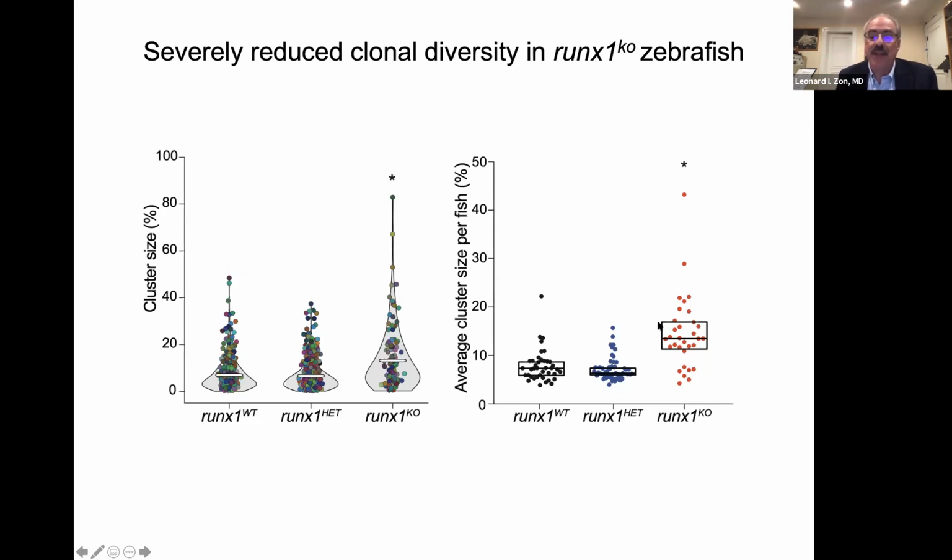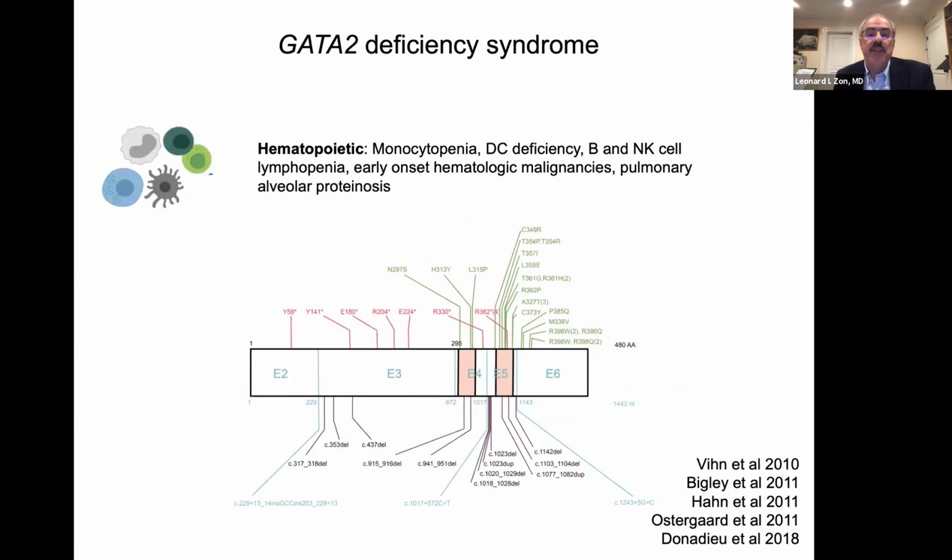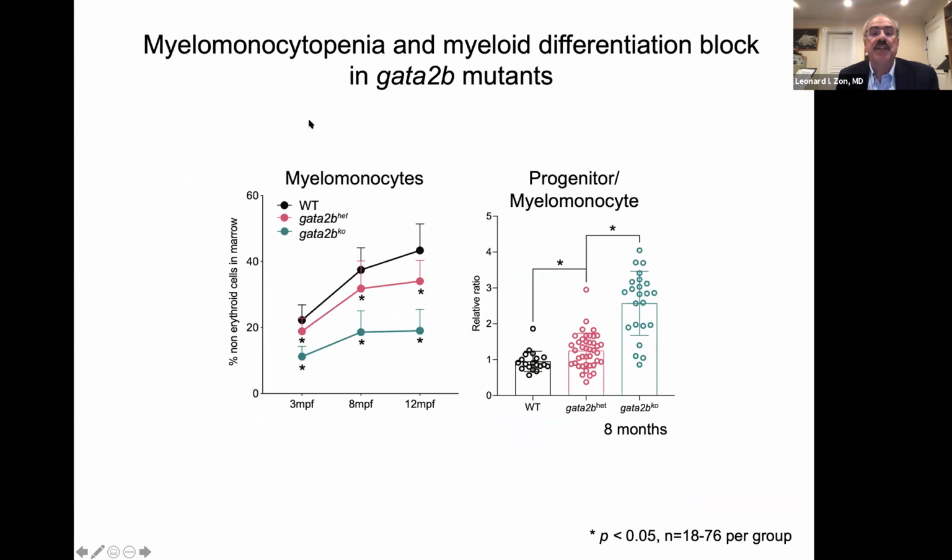to the RUNX1 knockout. And then we looked at a GATA2 deficient animal, and Serene actually made a GATA2 mutant for the fish. And this fish has myelomonocytopenia, which is very similar to what happens in the human situation with GATA2 mutations. And you can see there's an overrepresentation of progenitors compared to mature lineages.